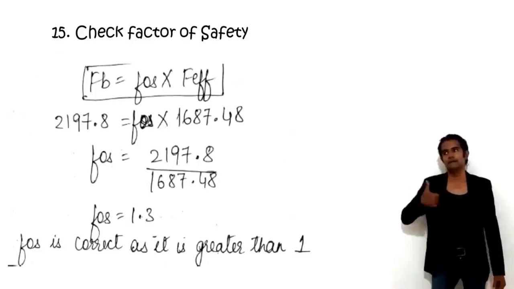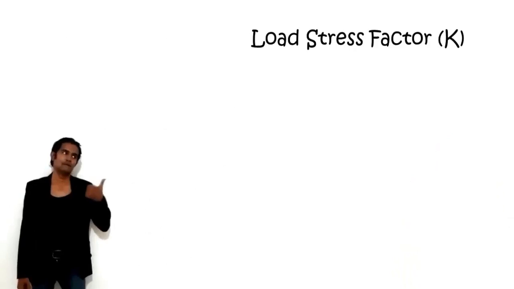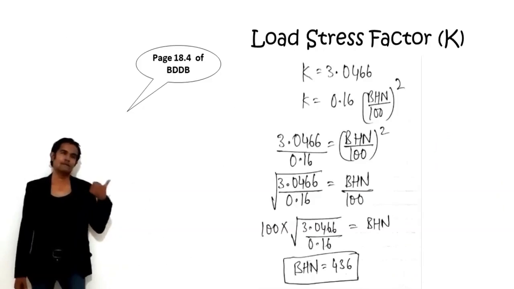Since I have the value of K, I have to check whether my FOS is proper or not. So I'm going to put down the value of beam strength and effective load and check whether the FOS is greater than 1 or not, and it is greater than 1, so my answer is correct. Next I have to use the formula for the steel pinion and steel gear. The load stress factor value I have to use for steel pinion and steel gear is 0.16 BHN upon 100 square. Once I do the cross multiplication and proper evaluation, I will get the value of BHN as 436. This is my final answer.